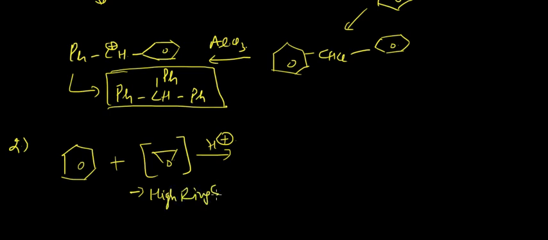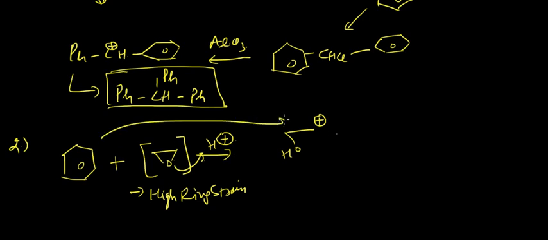Okay, this 3-member ring is highly unstable. So what actually happens is this O actually attacks on H plus to get converted into OH, and this gets a positively charged carbocation. This benzene ring actually attacks on this carbocation hence formed, and we'll get something like this as our compound.